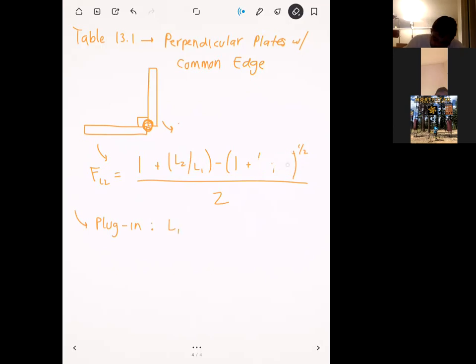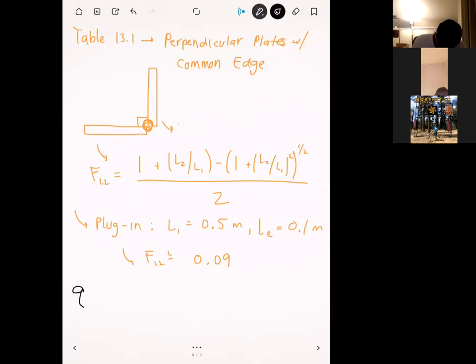Let me clean this up a little bit here. So L2 divided by L1, quantity squared. If we plug in for L1 and L2, from the problem we know that L1 is equal to 1/2 meter, 0.5 meters, and L2 is 0.1 meters. We plug those in, and what we get is F12 is equal to 0.09. And from that, we're now able to compute the radiation heat exchange between 1 and 2.